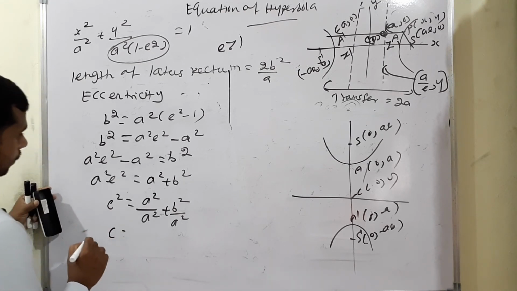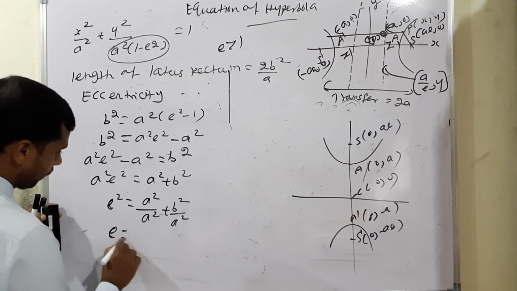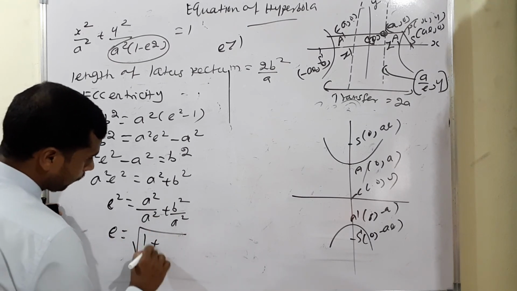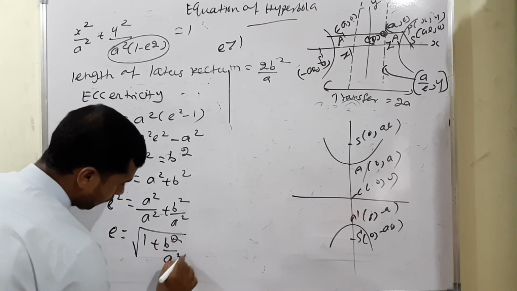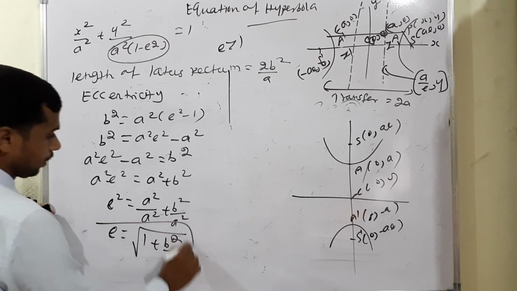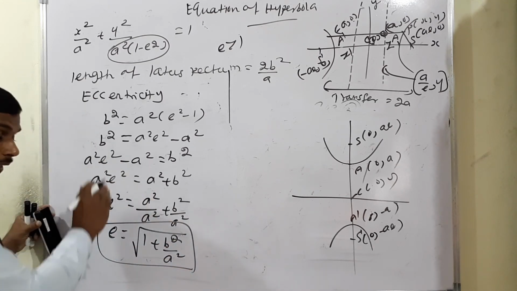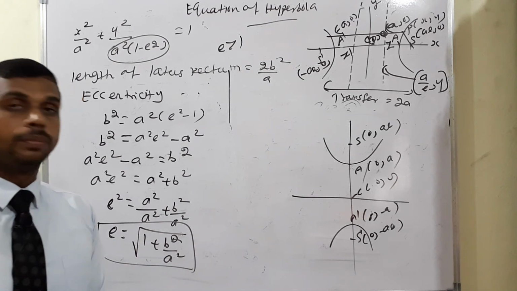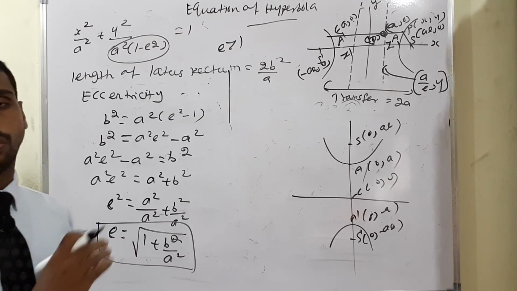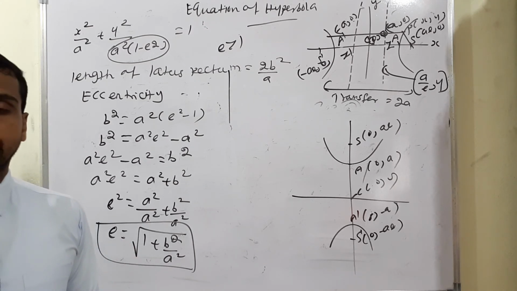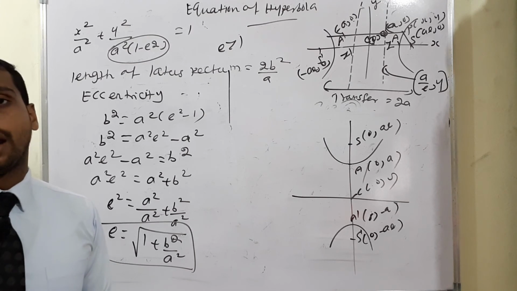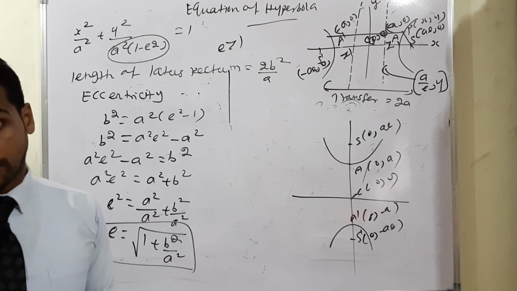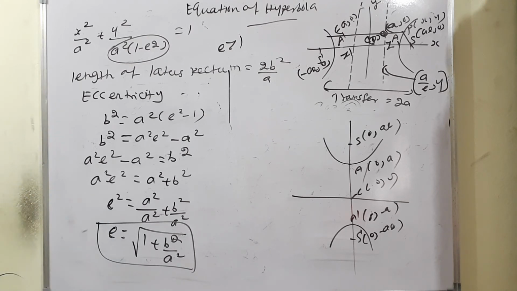Therefore e is equal to square root of 1 plus b square by a square, isn't it? In the ellipse there is minus, but here in the hyperbola it is plus, that is the difference, okay? So please listen, my dear students, I hope you are satisfied with these two important concepts. First one ellipse, second one hyperbola, okay? I will continue the concept.